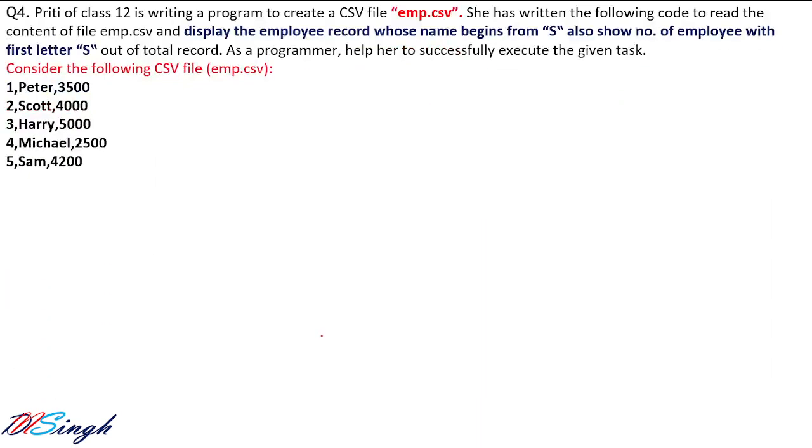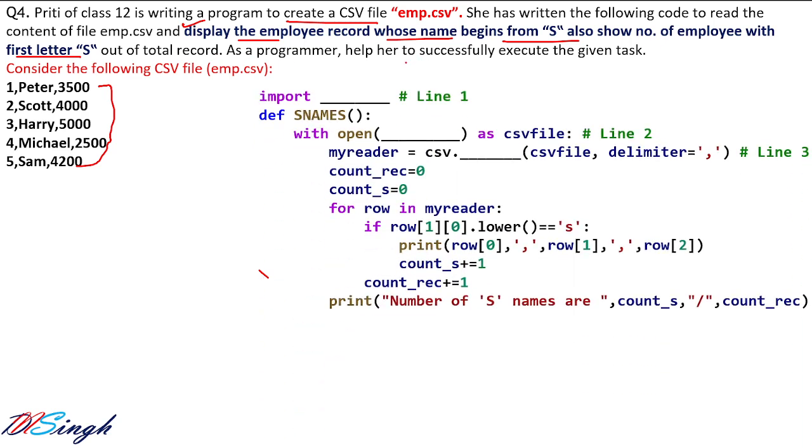Next we go for the fourth question. Preeti of class 12th is writing a program to create a CSV file. She has written the following code. Display the employee records whose name begins with S. Now this is important. We need not display the whole records. We want to display only records whose names start with S, and also the number of employees with the first letter S out of the total records. Help her to successfully execute the code.